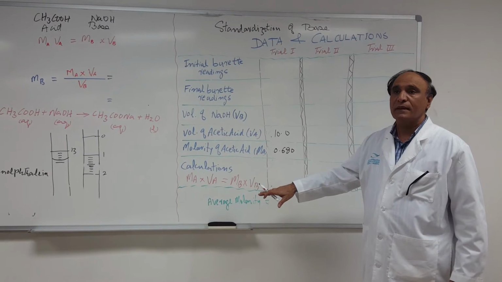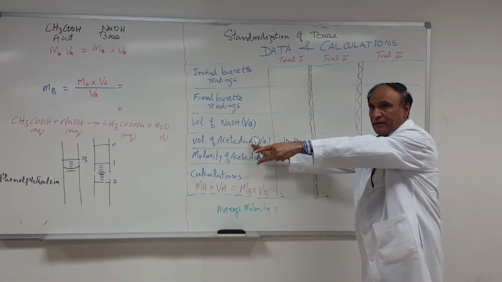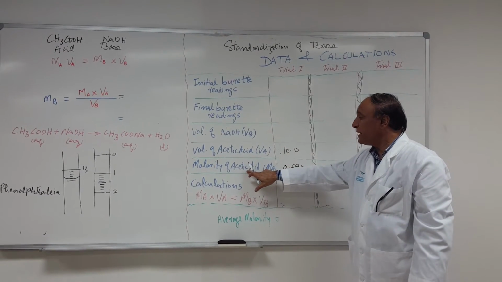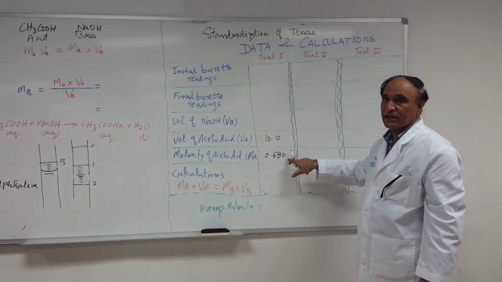Yes. Can you repeat this again? Here is the volume of the acetic acid. Okay. I took 10. Okay. It is 10. Here is the molarity. Okay. 0.680, right over there.